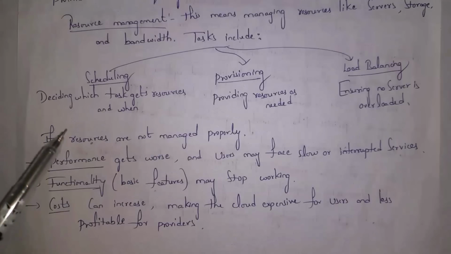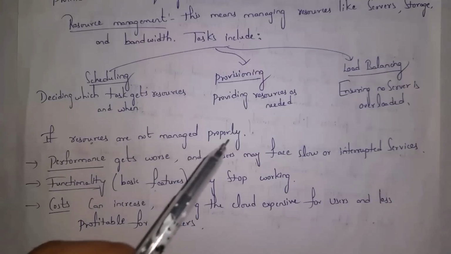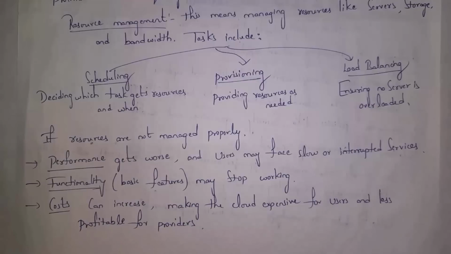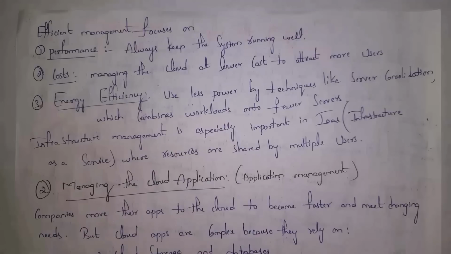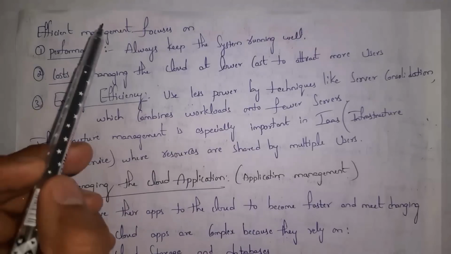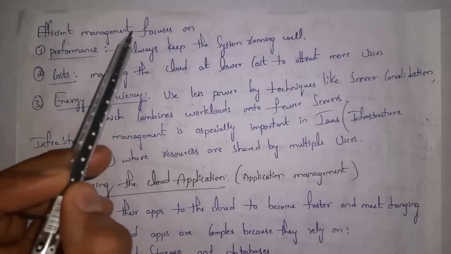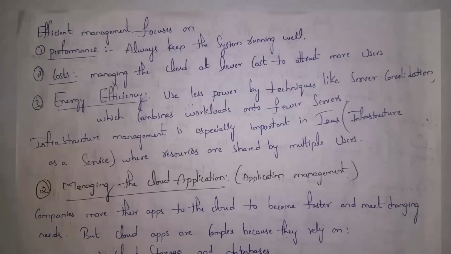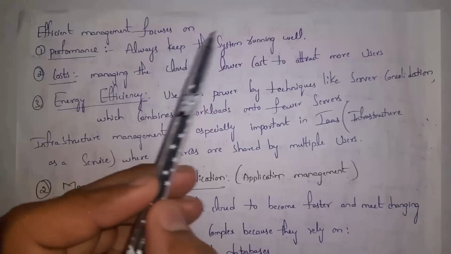Guys, if we don't manage cloud resources properly, then cloud performance will decrease and user may face slow or interrupted services. And functionality also decreases. That is nothing but basic features in the cloud may stop working. And if we don't manage resources properly, then cost also increases, making the cloud expensive for users and less profit to providers. That is why we need efficient resource management. And efficient resource management focus on performance. That means always keep the cloud systems running well.